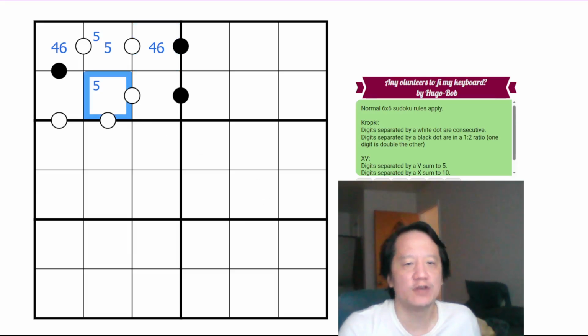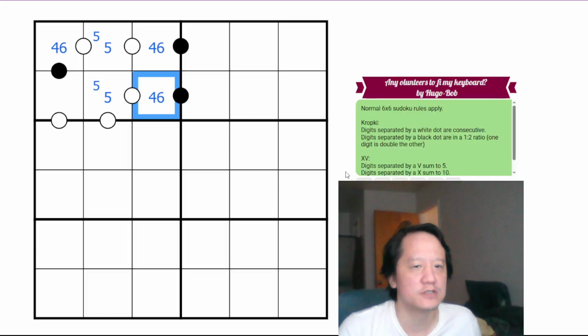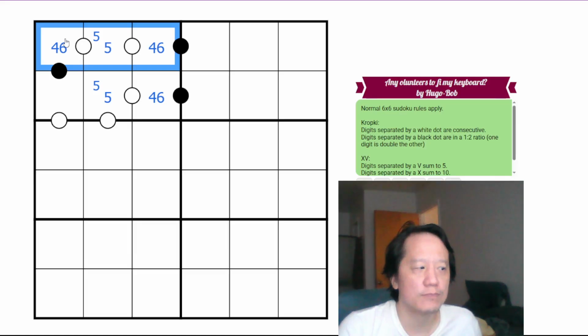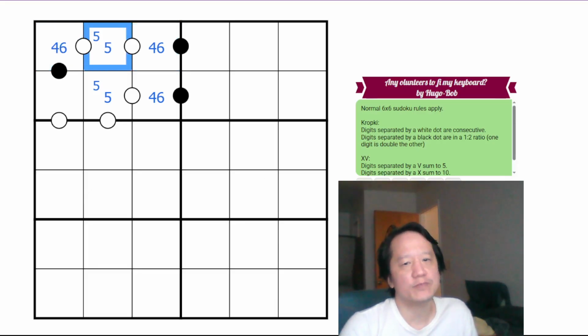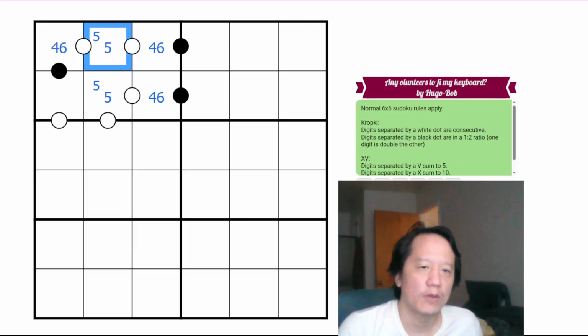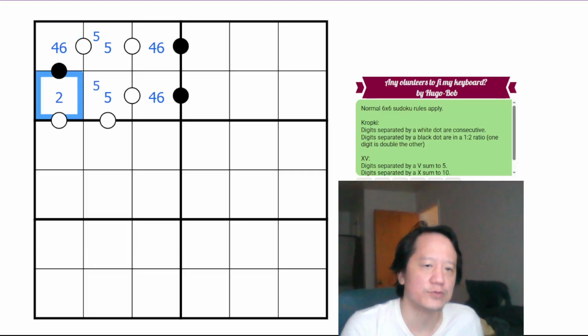If we had 5 here, this would be 4 or 6. And this could be either 1, 2, 3, with 2 being in the middle, or 2, 3, 4, with 3 being in the middle. Okay, so if we have 4, 6 here, this is 2 or 3, and this would be 2 or 3.